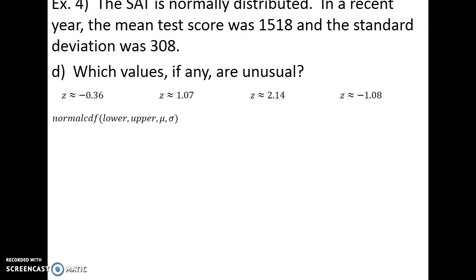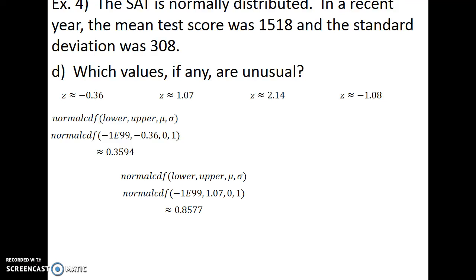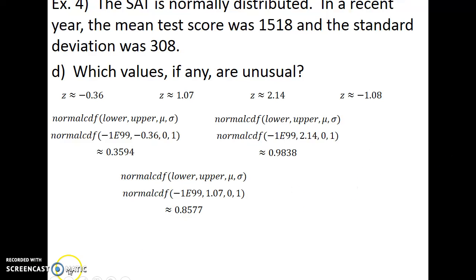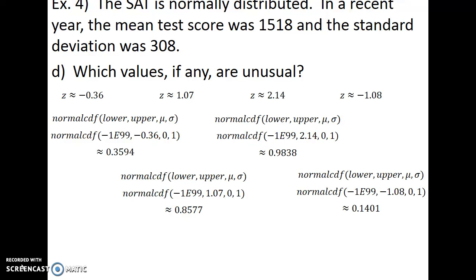So find the area below each z-score. If I find the area below -0.36, it's around 36%, not that unusual. The area below 1.07 is 86%, not that unusual. The area below 2.14 is around 98%. And we had said in the probability chapter that anything smaller than 5% or anything larger than 95% will be considered unusual. So this probability is supporting what we already had talked about with our z-scores. If I found the area below -1.08, 14%, not unusual.